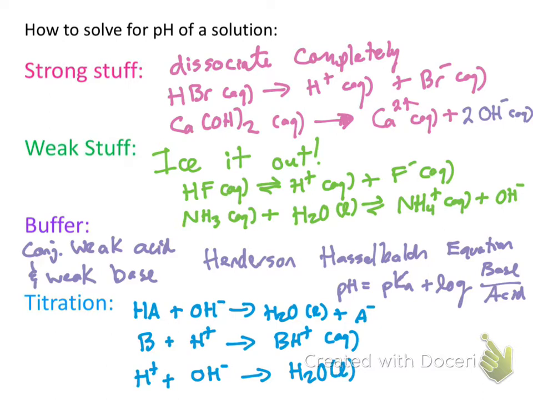And for a titration, we're always going to ICF it out. Use an ICF table, because strong things, which is what you have to use in a titration, you have to have at least one strong component, a strong acid or strong base. They react to completion. Remember, ICF tables use moles.